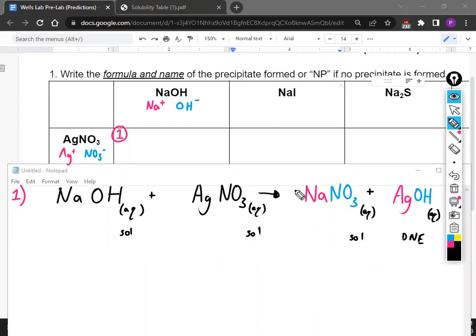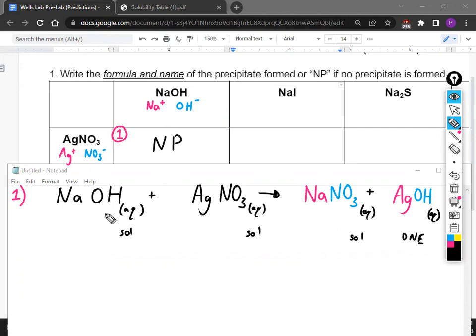Okay, now if you notice, all four of these are aqueous, right? So if all four of them are aqueous, do we have a precipitate? No, we don't have a precipitate. So we can take a look at the directions. And it says that we write either the formula and the name of the precipitate if it forms, or NP. So for box number 1, we can just write NP. Okay. And so on your table, the handout that you got today, in the box, you're just going to write NP, or you're going to write the name of the precipitate if it forms a precipitate.